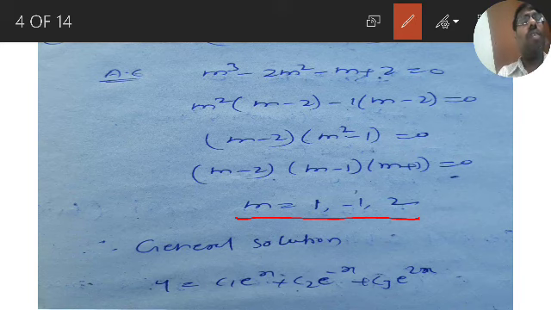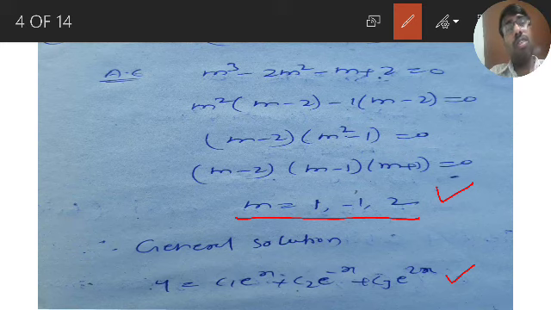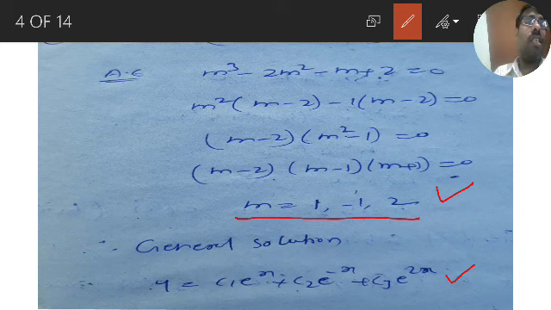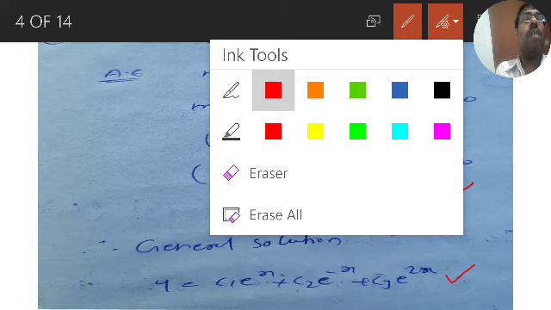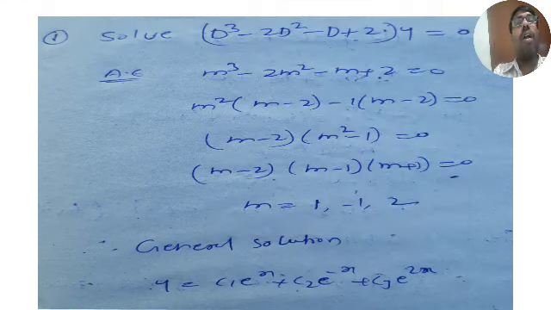So now the first case, real and different roots. Then how to write for real and different roots? 1, minus 1, 2, or 3 roots, real and different roots. Then the general solution is c1 into e power of x plus c2 into e power of minus x plus c3 into e power of 2x. That's it. So this is my first problem of order 3.